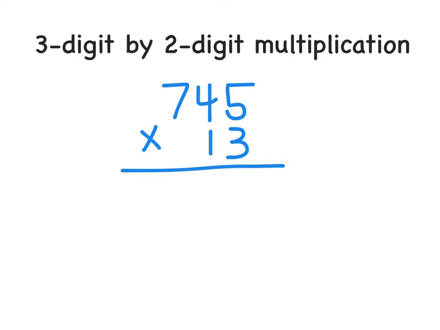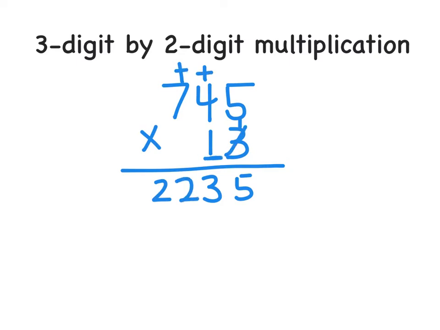So I'm going to show you this example, 745 times 13, first using the standard algorithm. Remember, I need to multiply the numbers on the bottom by each number up top. So I'm going to start from the right and move to the left. First, I do 3 times 5, which is 15. Then 3 times 4, which is 12, plus 1, which is 13. 3 times 7 is 21, plus 1 is 22. I'm done with my 3.